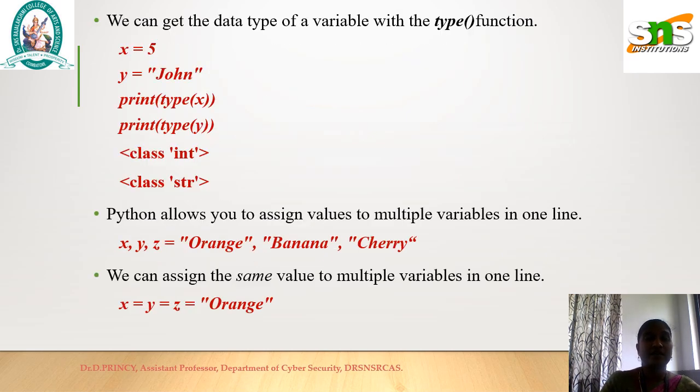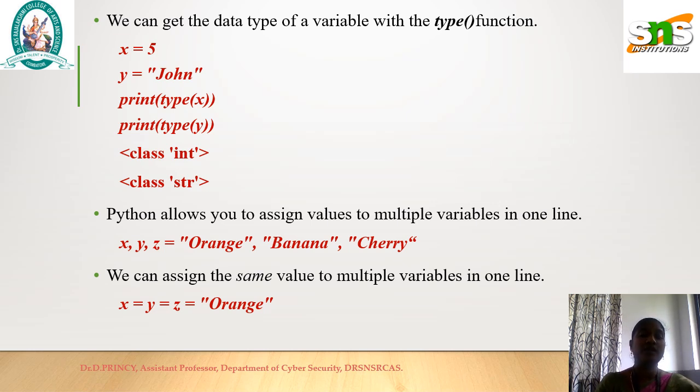We can get the data type of a variable using the type function. x is equal to 5, y equal to "John". Print is the output statement which is used to display the output on the screen. print(type(x)). type is a function, type of x. So x is of type integer, y is of type string.